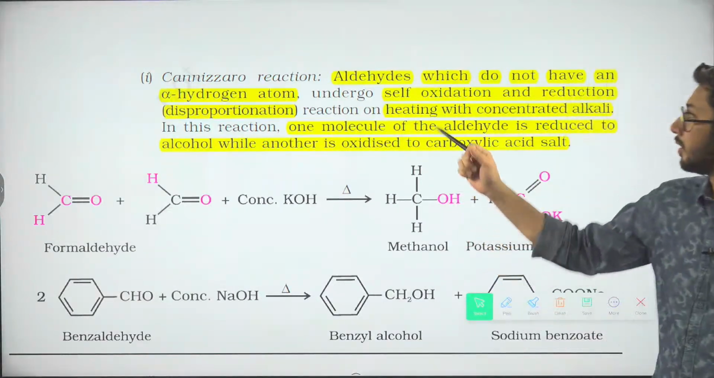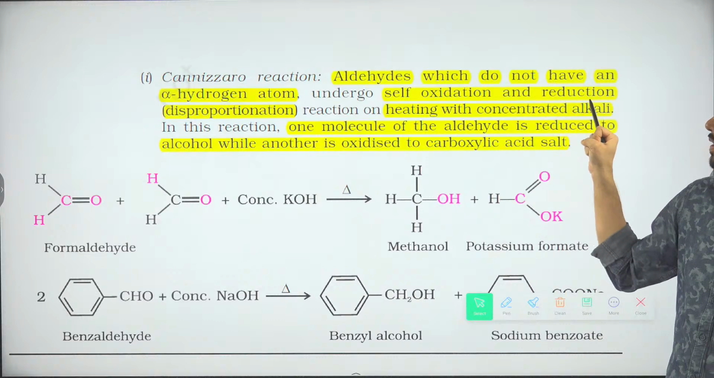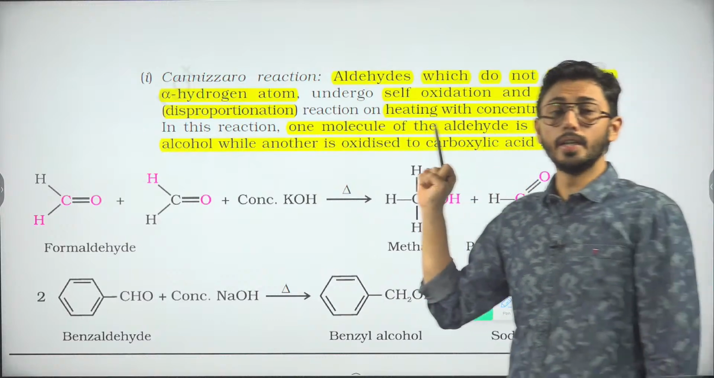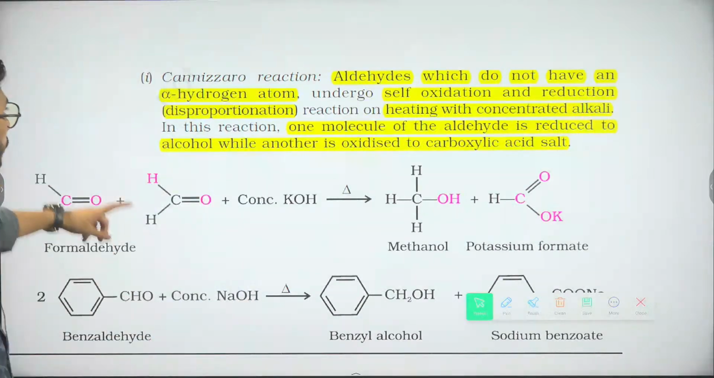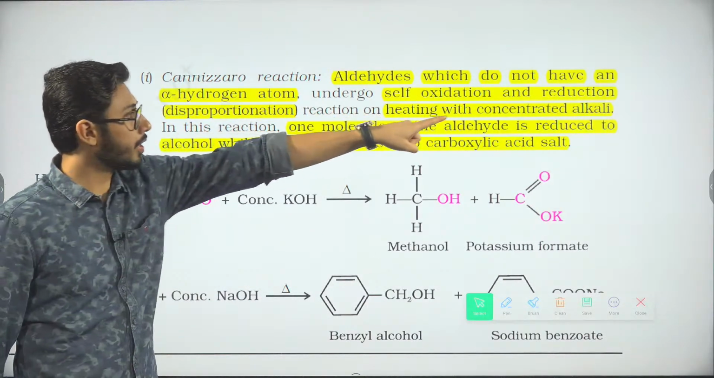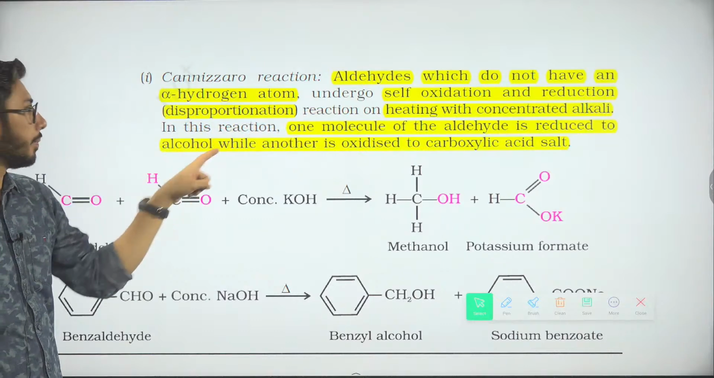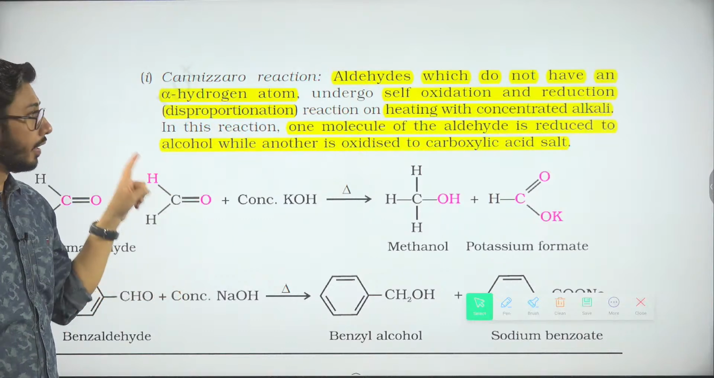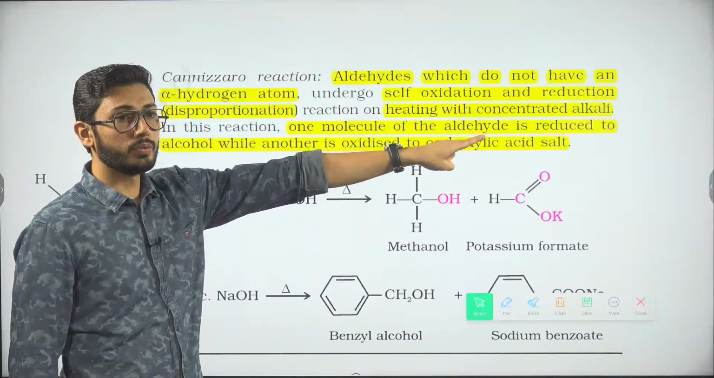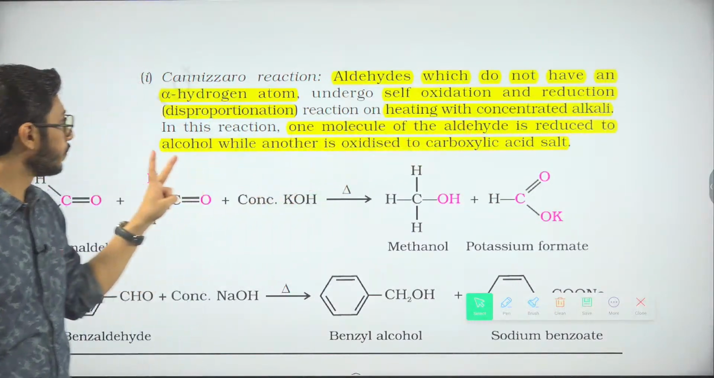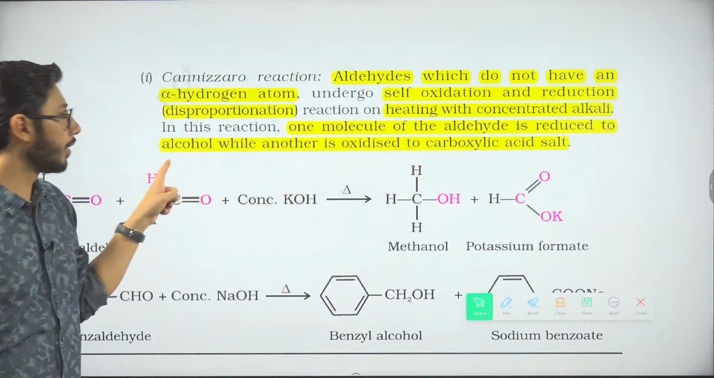What happens? Self-oxidation and self-reduction, which is named as, it is a type of disproportionation reaction. Then, what is taken? Concentrated alkali taken, maybe NaOH or KOH. In this reaction, out of the 2 moles, 1 mole will be oxidized to carboxylic acid and the other will be reduced to alcohol.